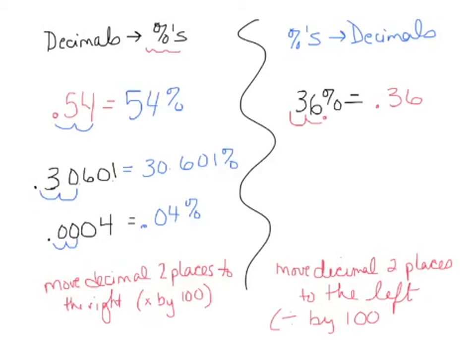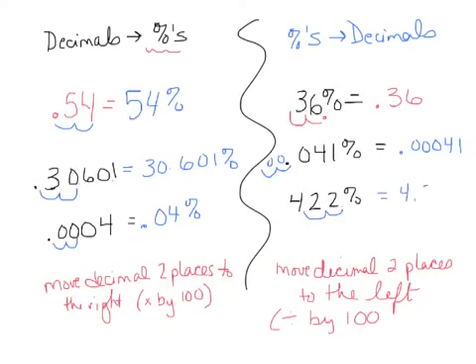Okay. The next thing, if this was 0.041%, I would begin with the decimal here, move it 2 places to the left, fill in those with zeros, and it becomes 0.00041. Or if it was 422%, I would begin the decimal place here, move it to the left, it becomes 4.22. And that becomes my answers.